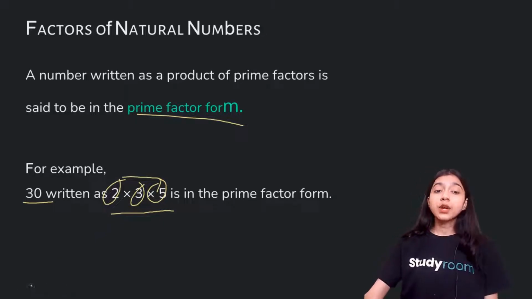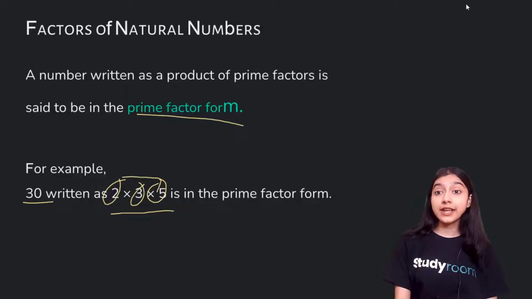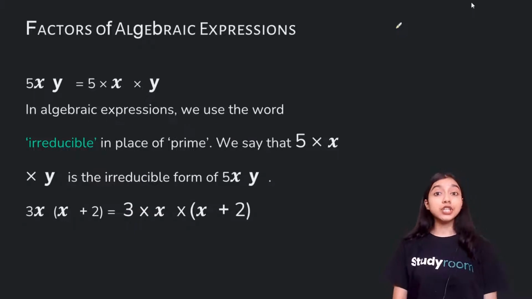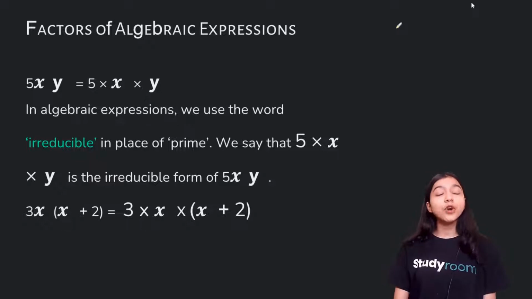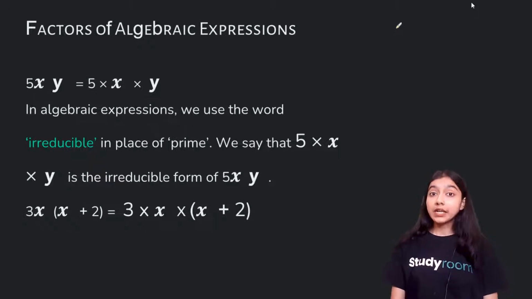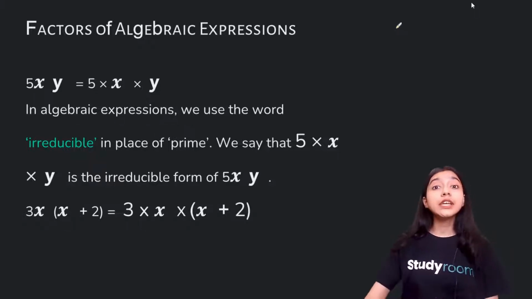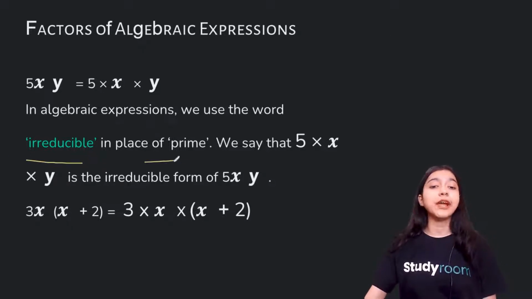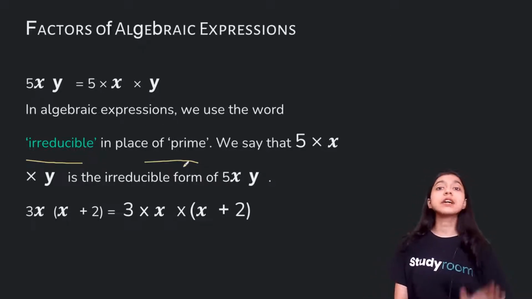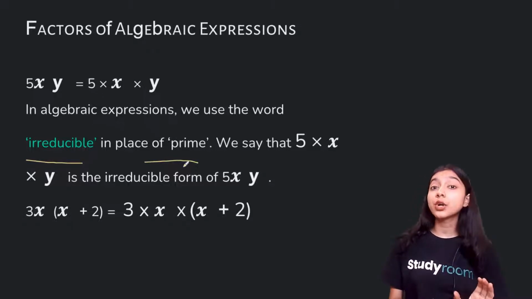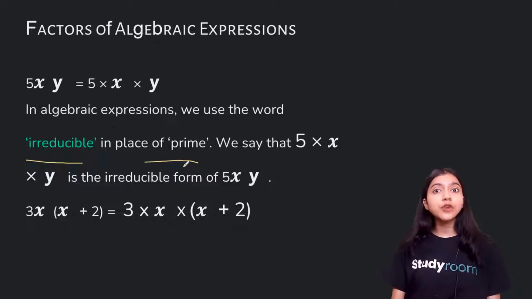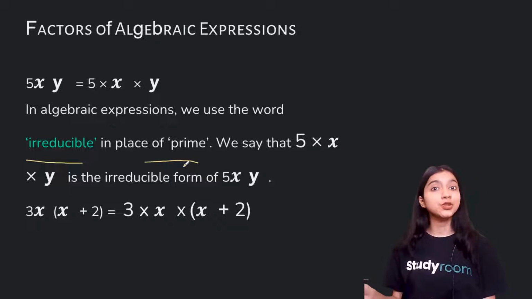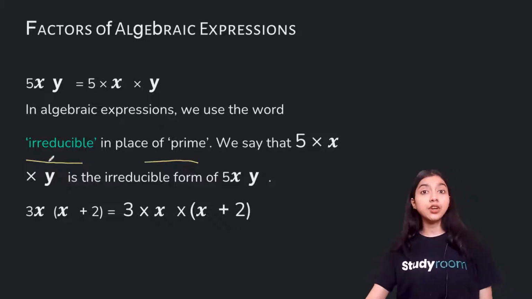Now, what about when we talk of algebraic expressions? In case of an algebraic expression, it can be written as the product of its factors as well. But in here, we use the word irreducible in place of prime. Like in case of natural numbers, a natural number can be represented as a product of its prime factors. In an algebraic expression, it can be represented as a product of its irreducible factors, not prime factors. So what do you mean by irreducible factor?